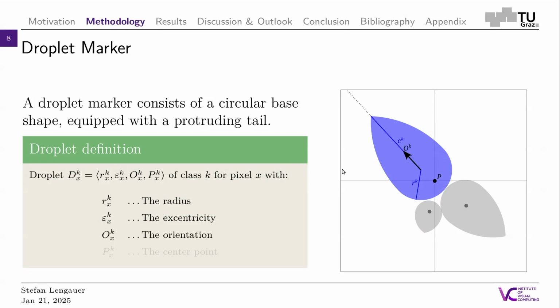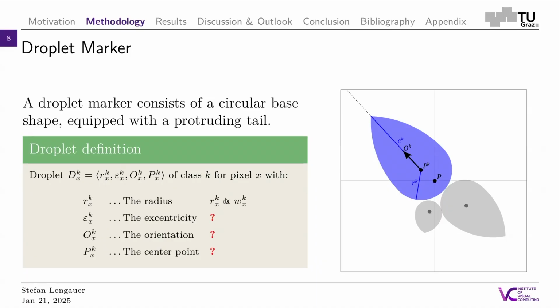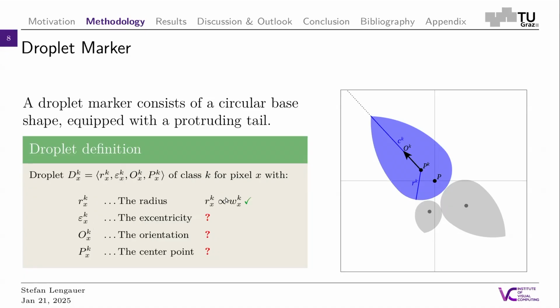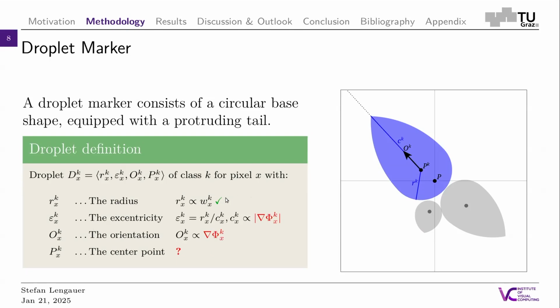Then obviously we need an orientation to orient our droplet in the pixel. And last but not least, we have to have the center point, which is the location within the pixel. Now the big question is, how do we define all of these parameters? For the radius, it's rather straightforward. The radius can be just mapped to the respective contribution W. But for the eccentricity and the orientation, on the other hand, we need some knowledge of both the strength and the direction of nearby clusters.